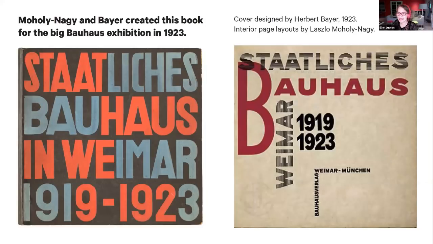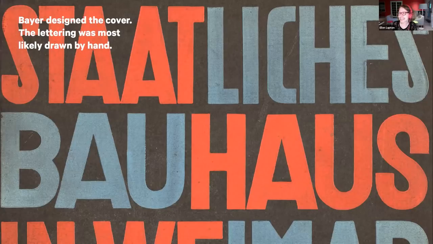In 1923, the same exhibition, the Bauhaus published a giant book, a catalog of all the work being done at the school. And Herbert Bayer was asked to design the cover of the book. So imagine that you're just a student at the school and you get to do the cover for this major book. Moholy-Nagy designed the inside of the book, which is ultimately kind of more important. And there's some details of the cover. It looks like it's letterpress and probably printed with a typeface.